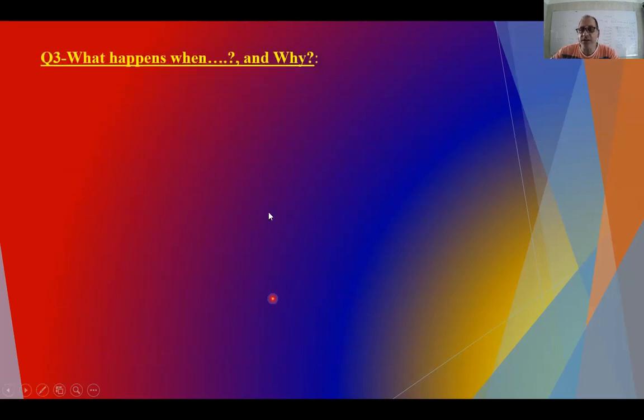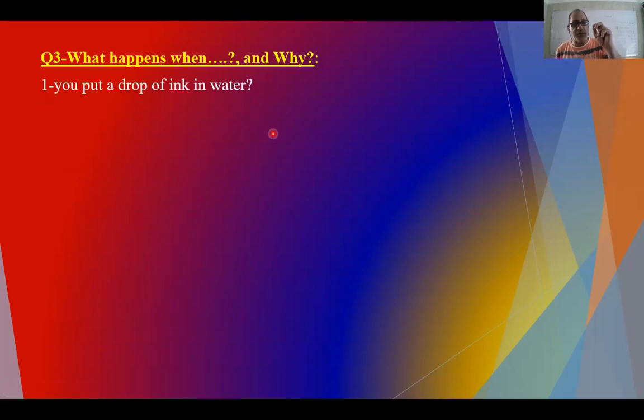Another type of questions. What happens when and why? You put a drop of ink in water. We always notice, if you put a drop of ink in water, what will happen? The ink will spread all over the water, between the water molecules. And finally, the water of the whole solution becomes blue, like the ink. Why? Because the matter molecules are in continuous motion.